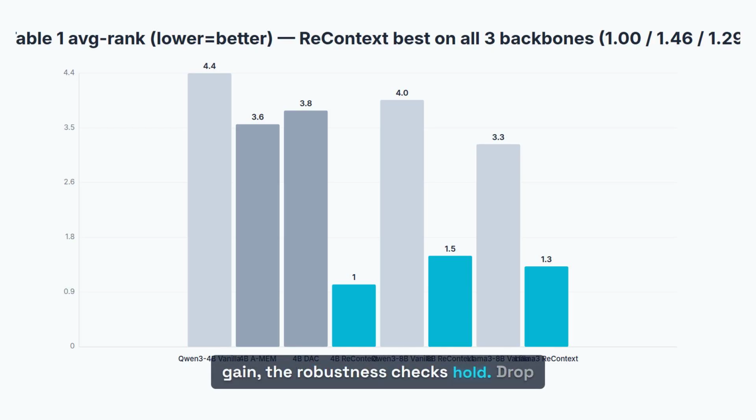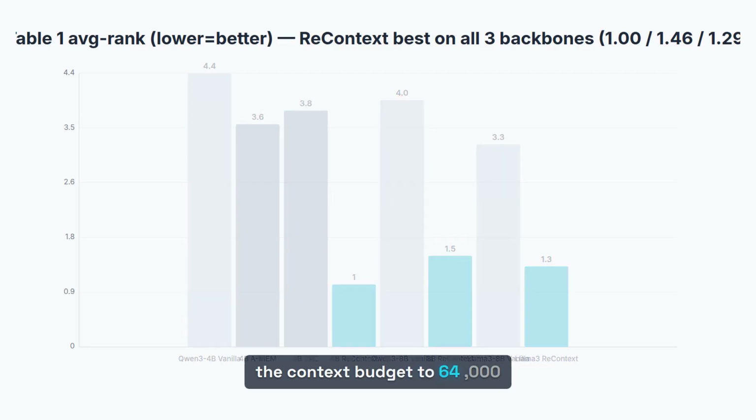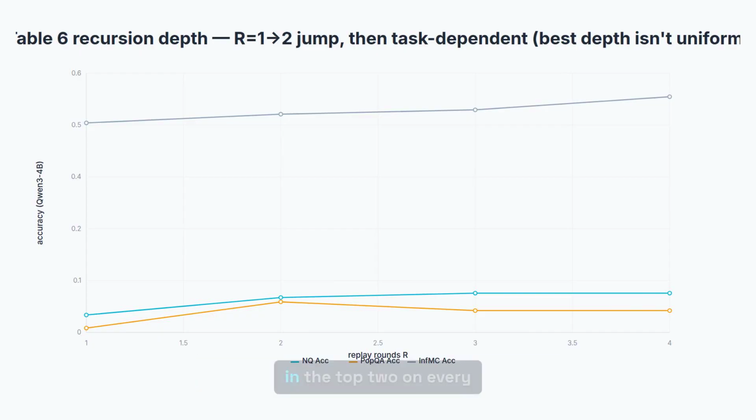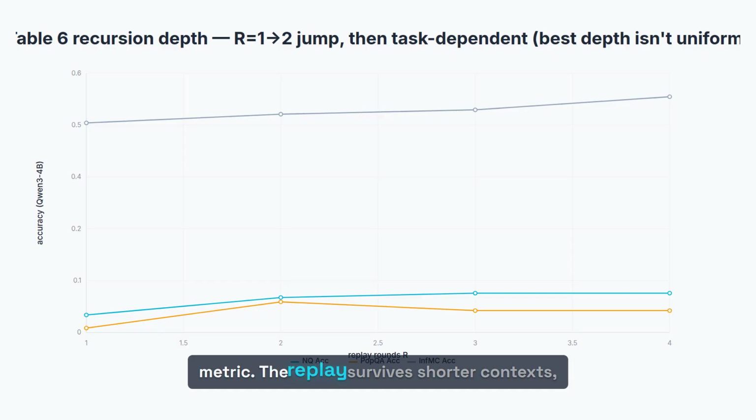The robustness checks hold. Drop the context budget to 64,000 tokens, and the macro accuracy still jumps 35% relative over vanilla. Enable thinking mode, and ReContext stays in the top 2 on every metric. The replay survives shorter contexts and the thinking toggle, the 2 axes most long context methods break on. And it does this while adding fewer than 128 tokens of replay overhead, so its memory footprint is essentially vanilla.